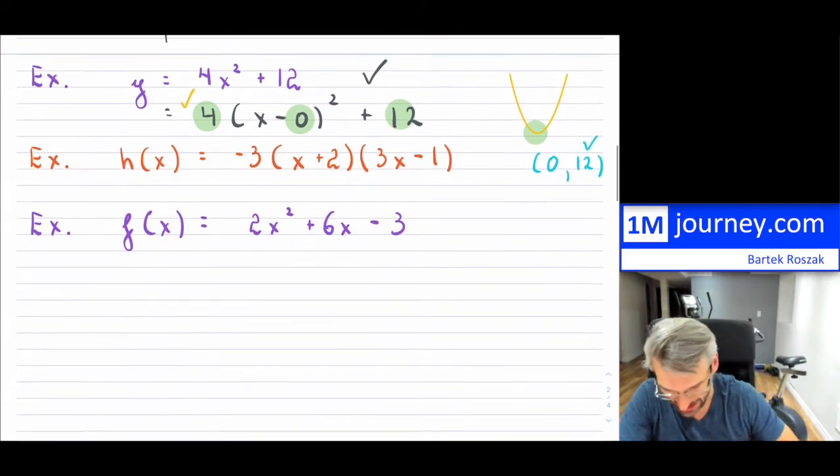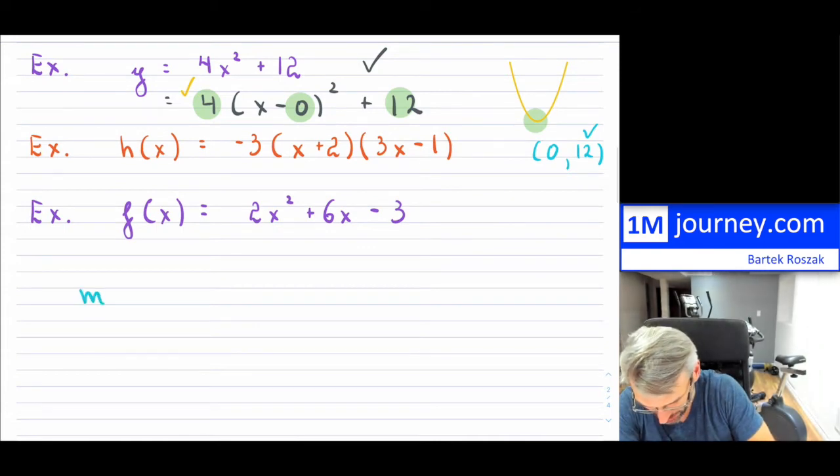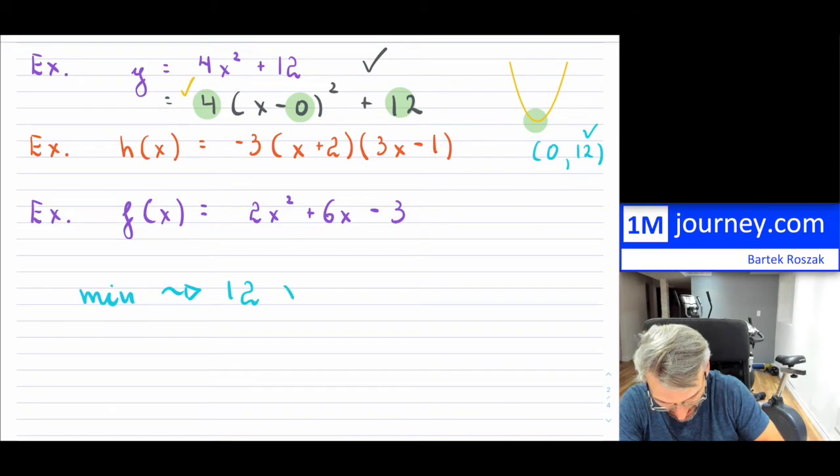So for our first example, we have found our minimum value, and that minimum value is basically 12.